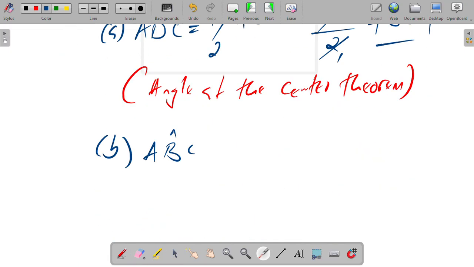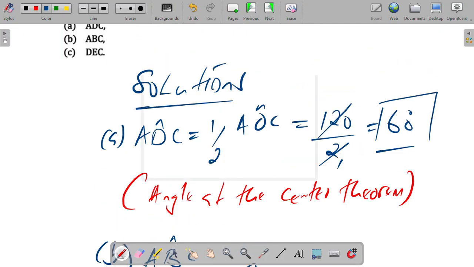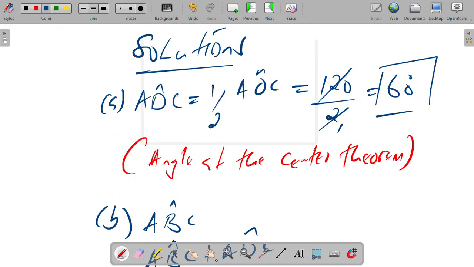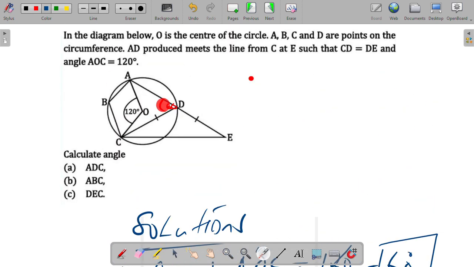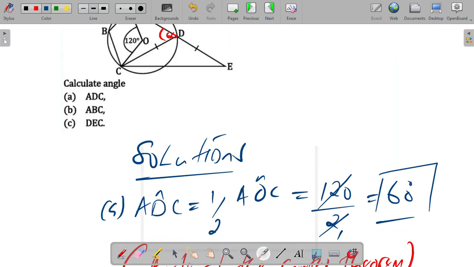What we mean is this. Okay? What we mean is this. We are saying A, B, C plus ADC. Remember the ADC we found here? We found 60, and you can see that it's actually opposite to ABC. ABC is opposite to ADC, and here we have our 60 degrees.